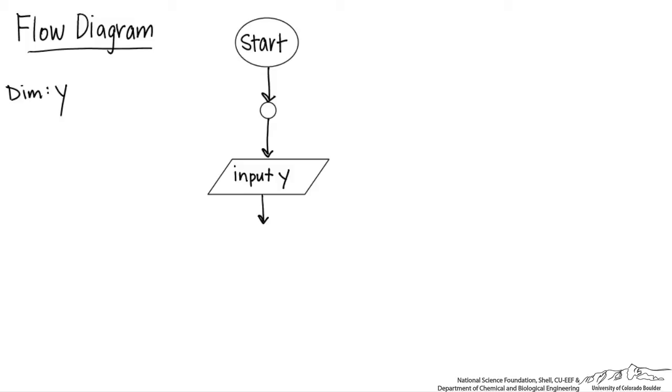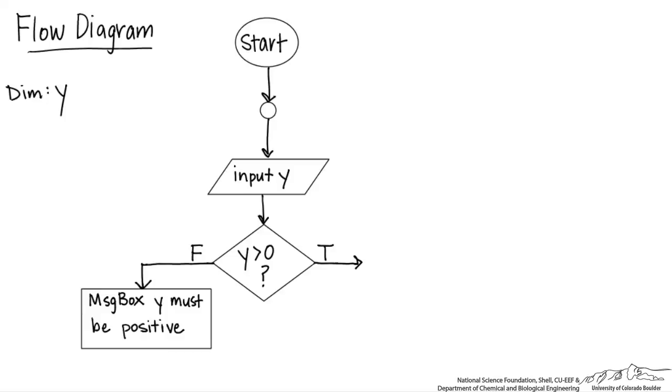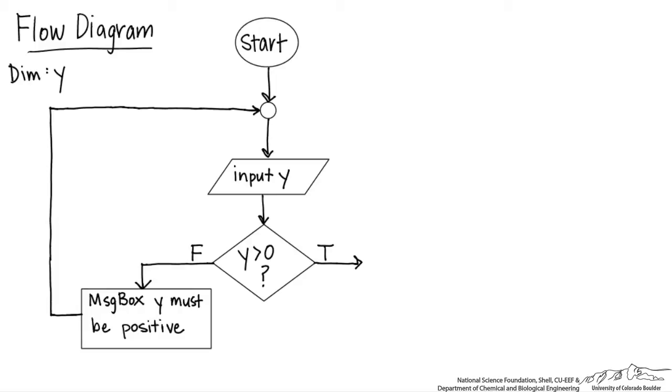The next step is to make sure that y is positive. So is y positive? That is a decision, a logical, which is a diamond. If that's true, we're going to exit the loop. If it's false, we might have a correction message. So this is a message box that's just saying that y must be positive. And then we go back here, we keep going. So now we're going to input y again, and we loop until y is positive, and then the last step is just to message box y squared. So that's an output. And then we end.